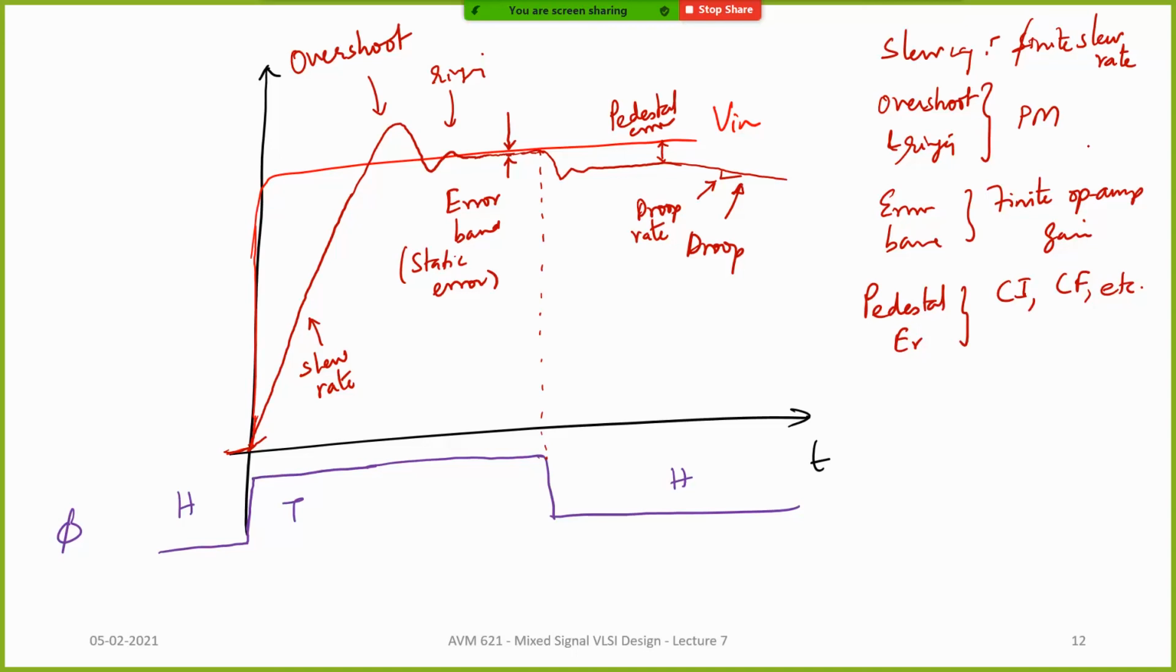For example, you can enhance the slew rate of your op amp, you can have better phase margin in your op amp, and that is why you try to have as high a gain as possible in your op amp so that you don't have static error. And for pedestal error, you can use a differential architecture, maybe use bottom plate sampling so that you have a constant pedestal error, which can be calibrated out or which can be removed by a fully differential architecture. And you try to have a fairly higher sampling rate so that you don't encounter this hold mode droop.